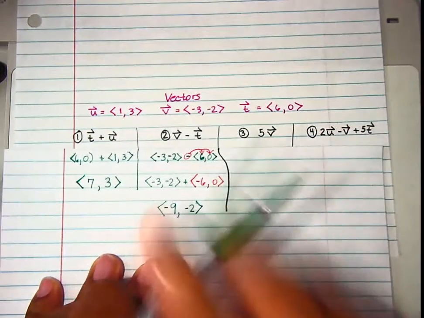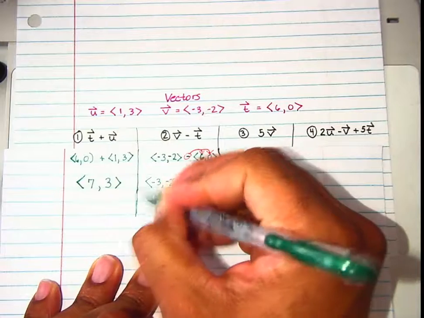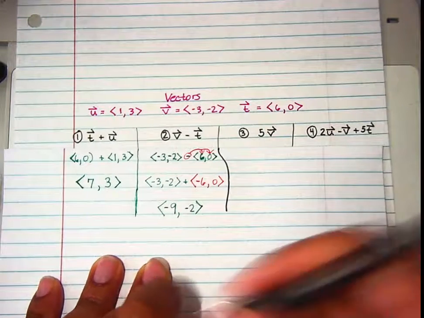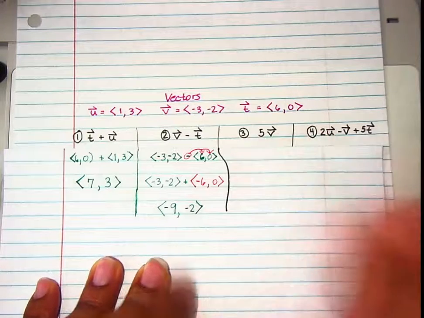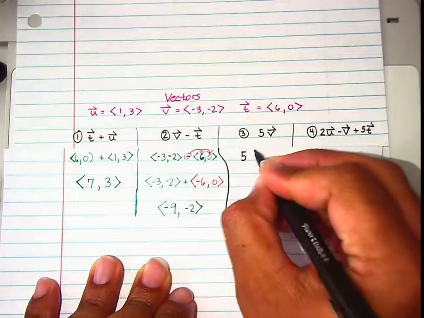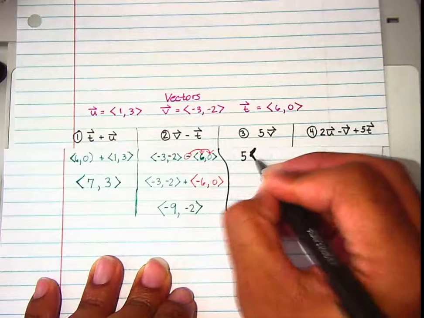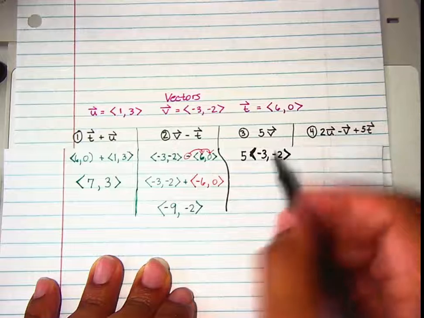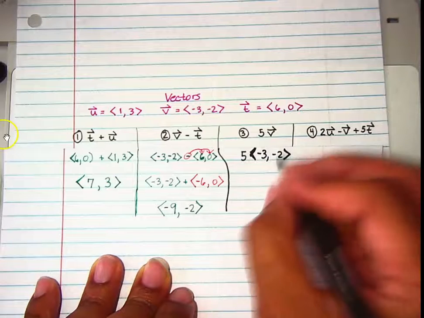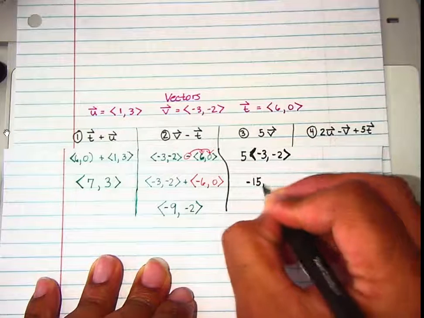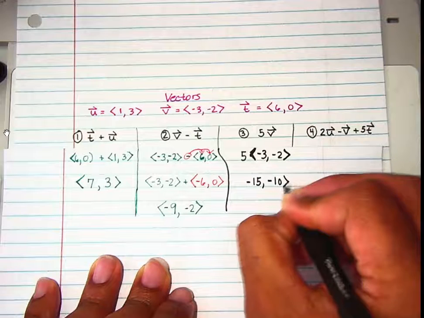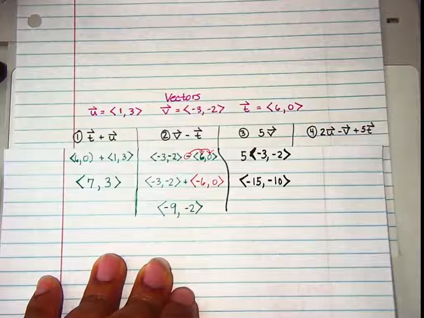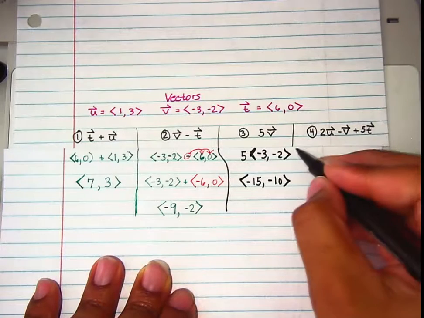All right, so far we've done addition, we've done subtraction. Now we're going to go to scalar multiplication. So we're going to multiply these bad boys. So we have 5 times vector v, which is negative 3, negative 2. Distribute that 5 to them. So it's negative 15 and negative 10. And guys, that's your answer.